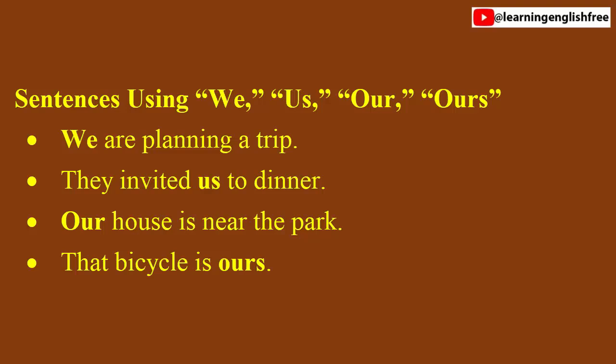Sentences using we, us, our, ours. We are planning a trip. They invited us to dinner. Our house is near the park. That bicycle is ours.